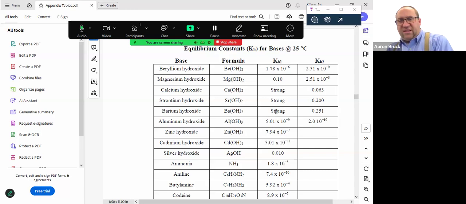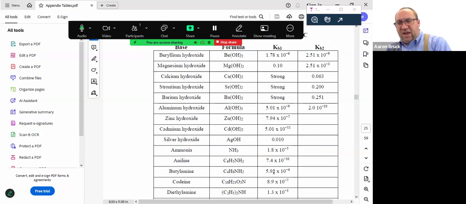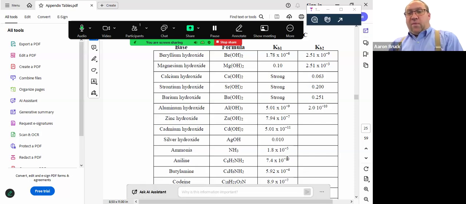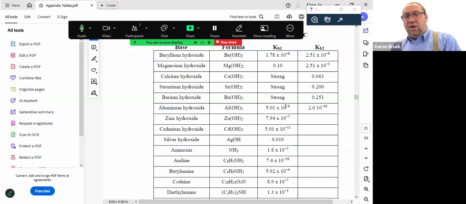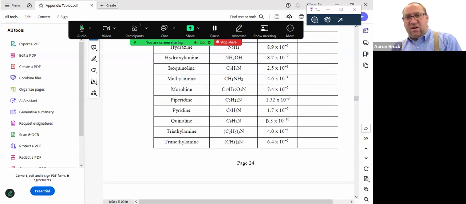what we'll see is that, yes, these bases here that have the high values are more basic than water, but that second loss of hydroxide is going to be pretty hard to come by for some of those hydroxides there.